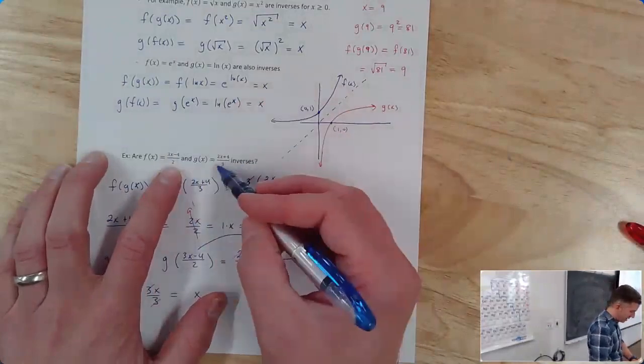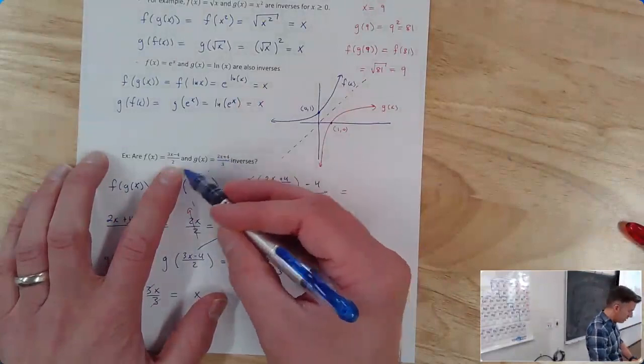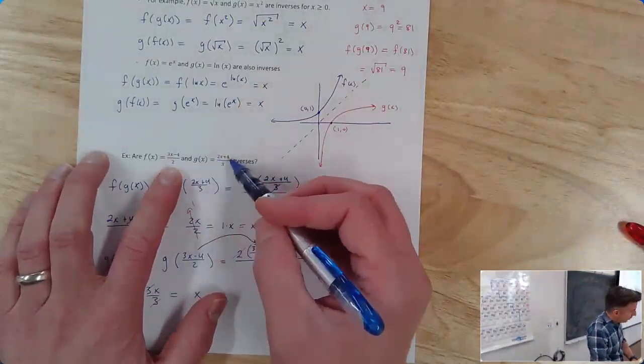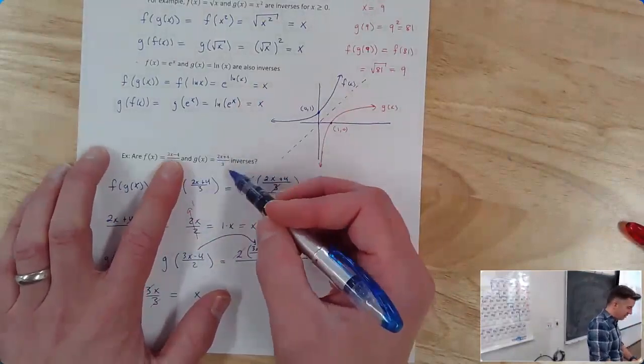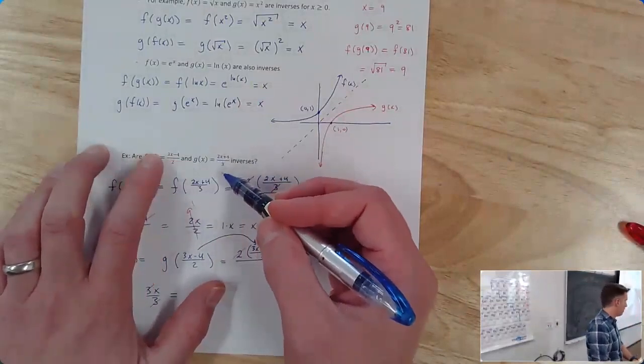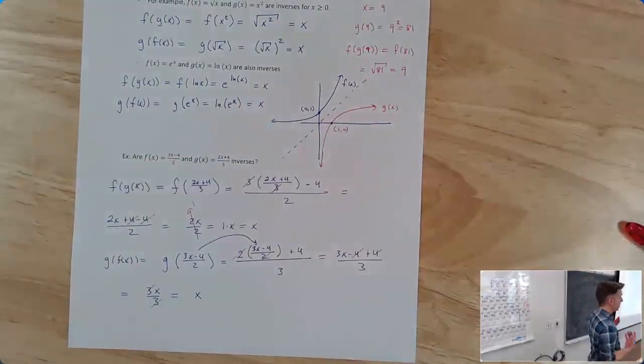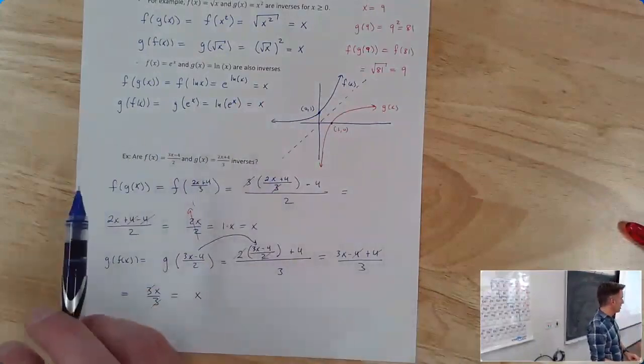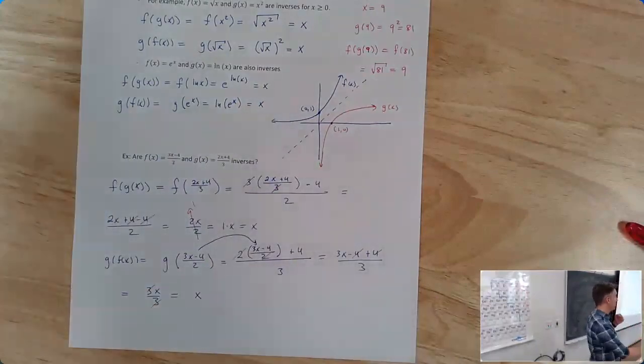So g of x first takes x and multiplies by 2, which undoes the division by 2, and then adds 4, which undoes the subtraction of 4, and then divides by 3, which undoes the multiplying by 3. So they really are undoing what the other one does. Some other functions that are more complicated, it's harder to talk it out like that. But for nice linear ones like this, you can really see that you're just undoing what the other one does.